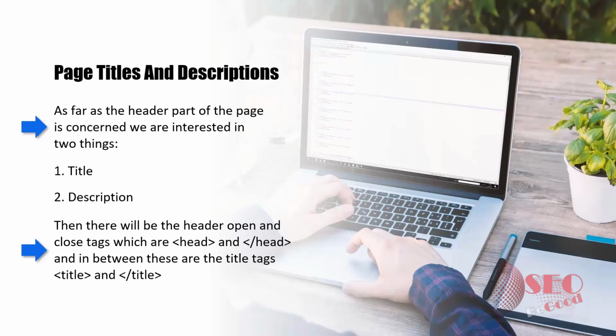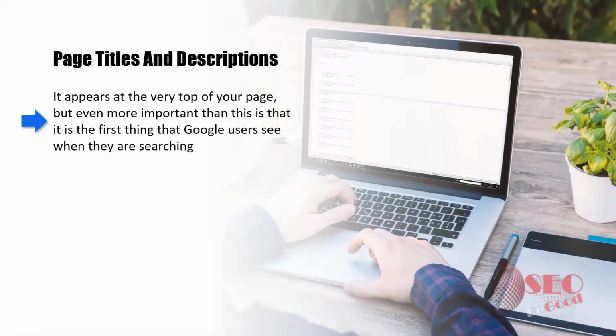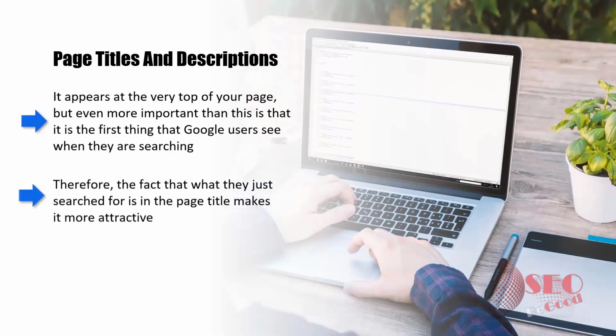Well, your page title is extremely important. Where does the title appear on your page? It appears at the very top of your page, but even more important than this is that it is the first thing that Google users see when they are searching. Google searchers are scanners, and they will skim a page of search results and click on what catches their eye. Therefore, the fact that what they just searched for is in the page title makes it more attractive. It is no secret that most of the pages that rank highly for a specific keyword will have that keyword in their page title. You must do this too.